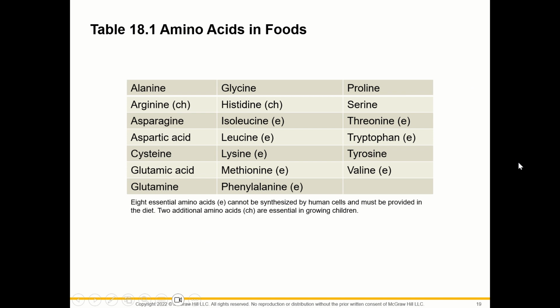Table 18.1 shows the different types of amino acids in foods. And there are 8 essential amino acids that cannot be synthesized by the body. And so that's what the E is for. And then 2 additional amino acids are essential in growing children, meaning they can't make that when they're children.